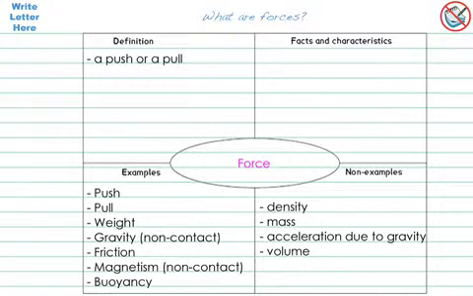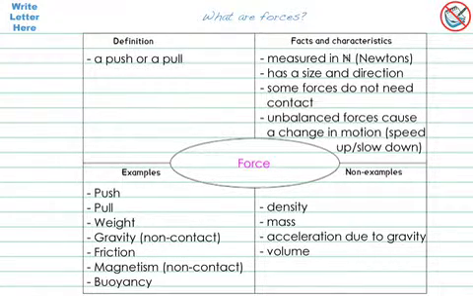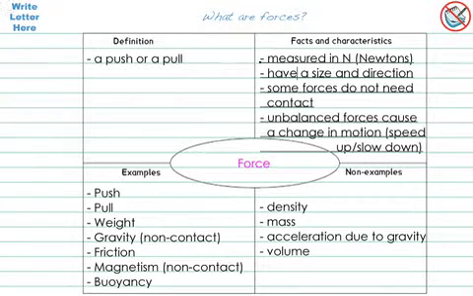All of these have something in common. They are measured in newtons. So a force is measured in newtons. And we remember that weight was measured in newtons, but all of these are measured in newtons. All forces are measured in newtons. All forces have a size and a direction. Should fix up my English a little bit. Have a size and direction.